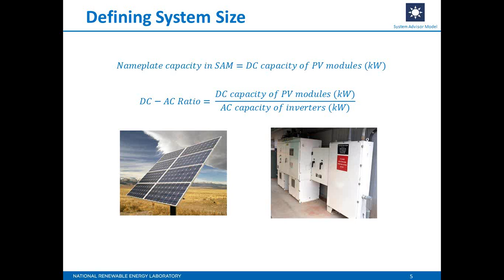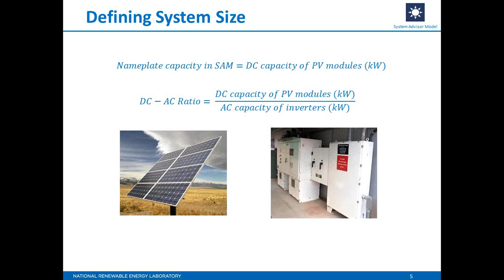There are several different ways to define the size of a PV system. PV modules, as you probably know, typically produce DC power. Therefore, the total DC capacity of the modules in a PV system can be one way to define the size of a system. This is how nameplate capacity is defined in SAM.